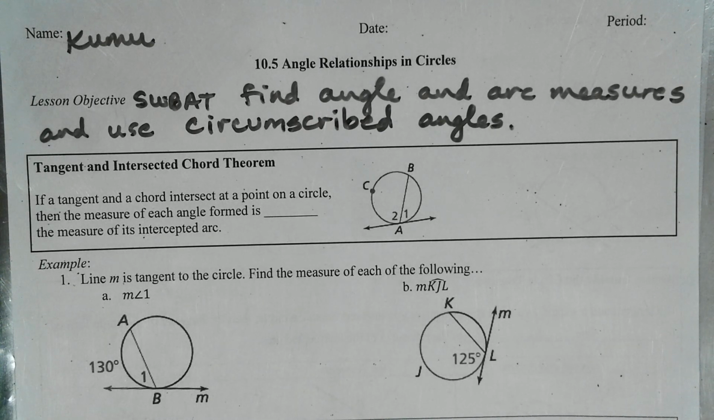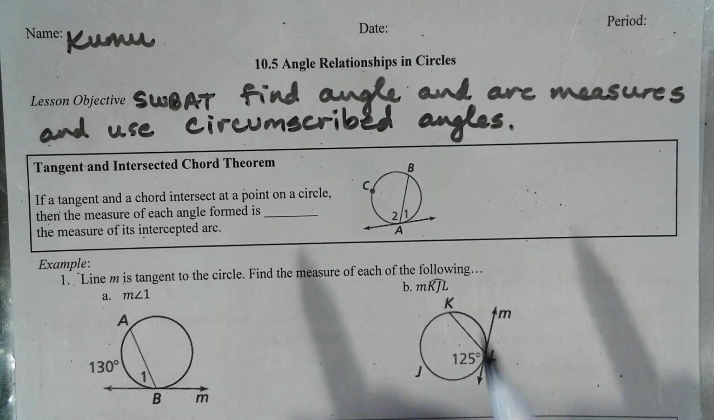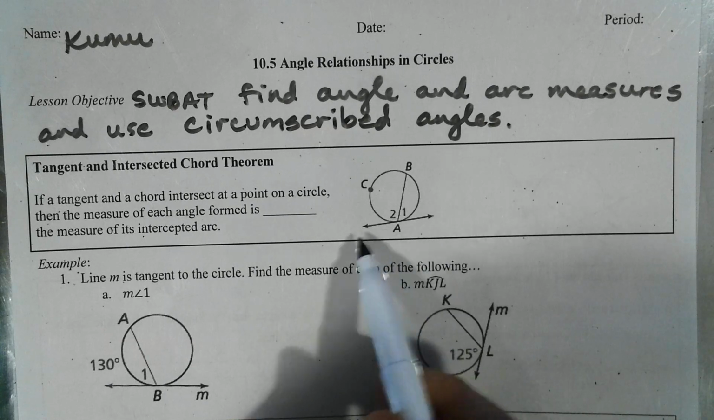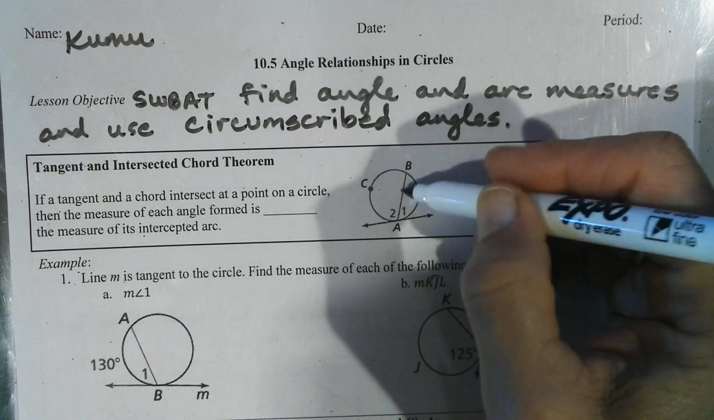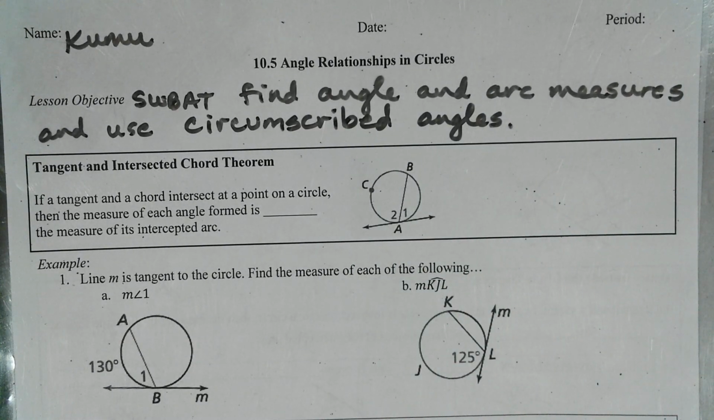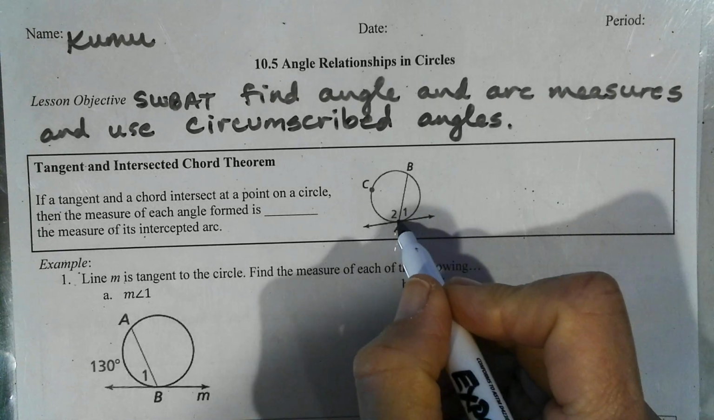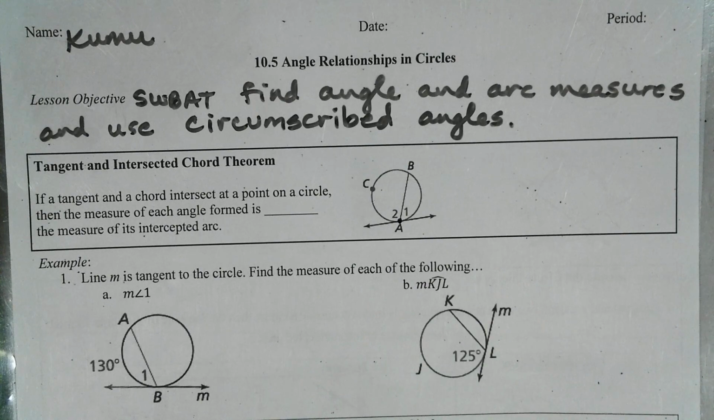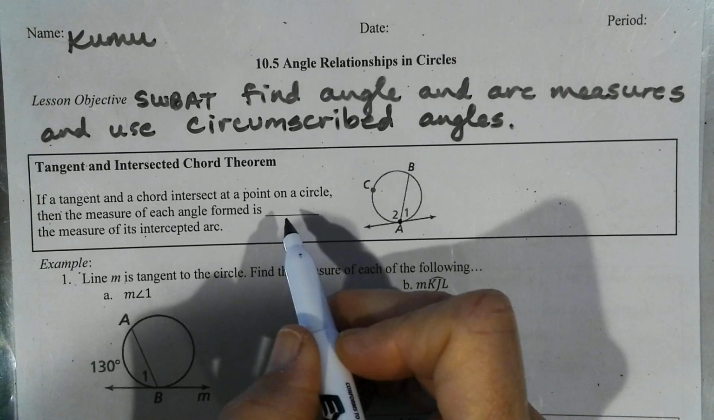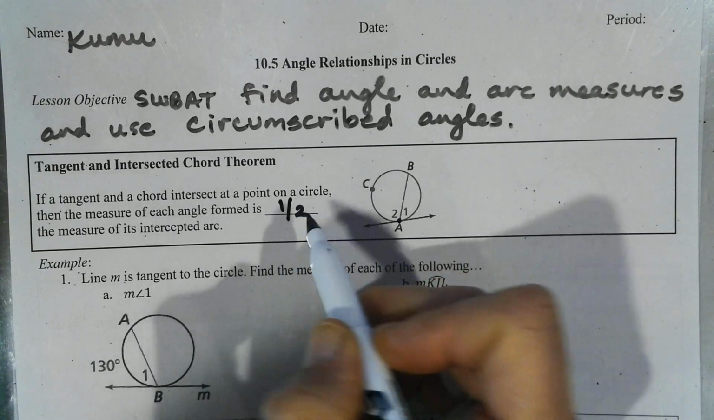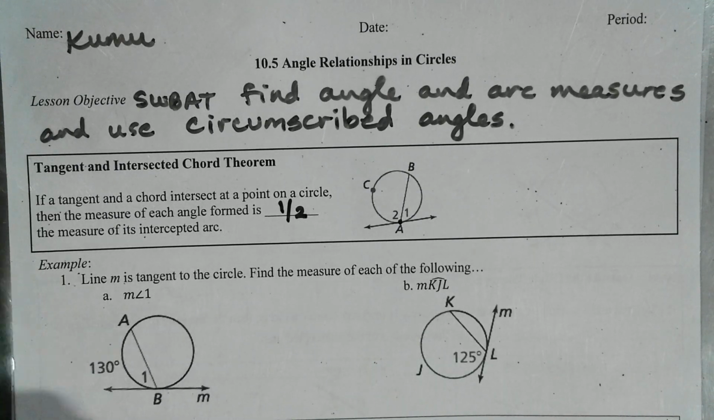So the first we're going to start with is the tangent and intersected chord theorem. If a tangent and a chord, so here's your tangent A, and here's your chord AB, intersect at a point on the circle, then the measure of each angle formed is 1/2 the measure of its intersected arc.